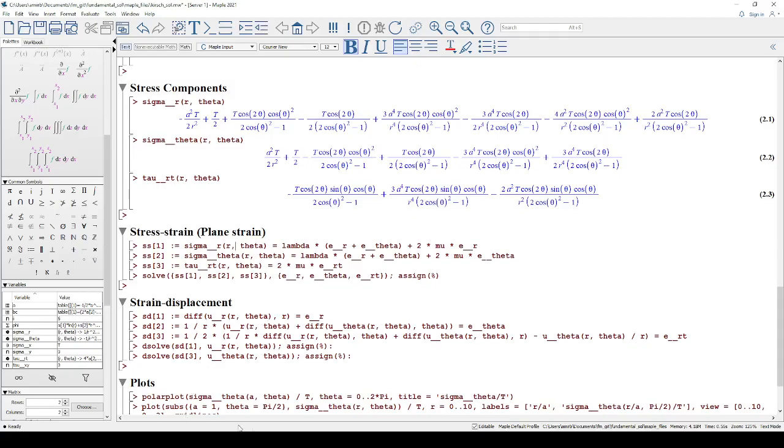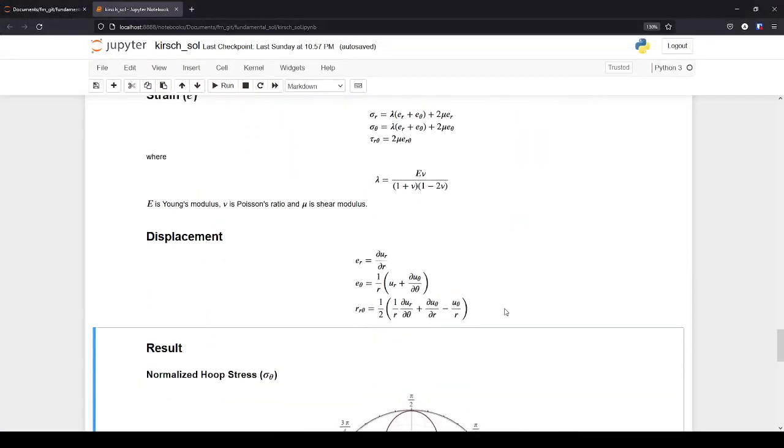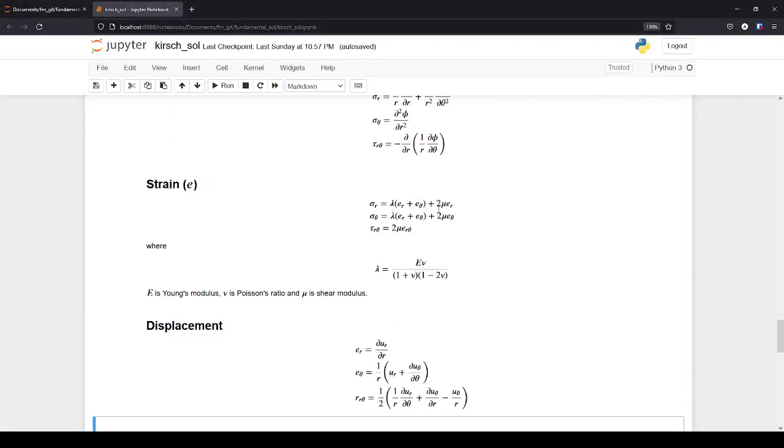So you can use these equations here for the plane strain case actually. And you have these coefficients here, lambda and mu, which are the Lamé constants. And we have E as the Young's modulus, nu is the Poisson's ratio, and mu is the shear modulus here.